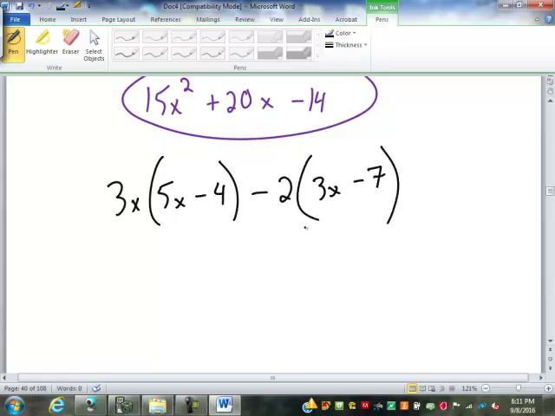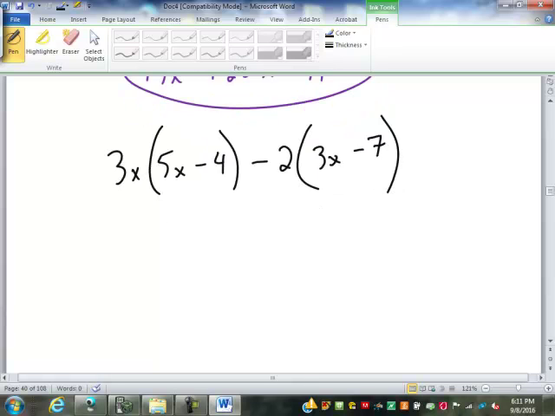Try this one in your notes, see what you come up with. So looking at this one, is there anything to do inside either set of parentheses? No. First set of parentheses is multiplied by 3x, so let's do that. 3x times 5x is 15x squared. 3x times negative 4, negative 12x.